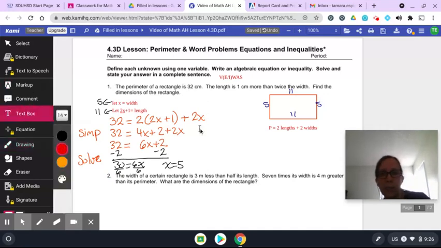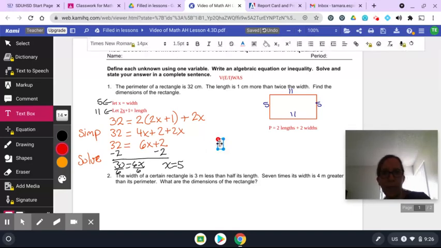Now I just have to answer in a sentence. So find the dimensions of the rectangle. The length of the rectangle is, let's put some units down. Our length was 11 centimeters. And the width is 5 centimeters. Okay, again, you can pause, you can rewind, you can go back and forth, whatever you want to do. Okay, here we go, next one.